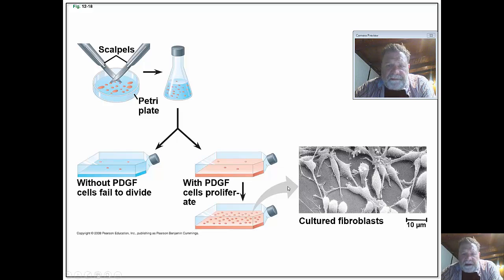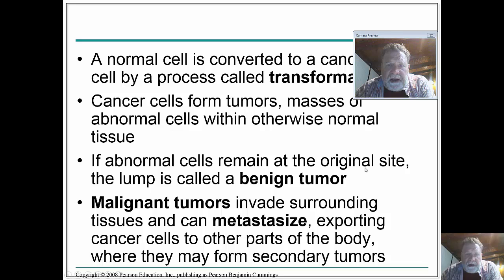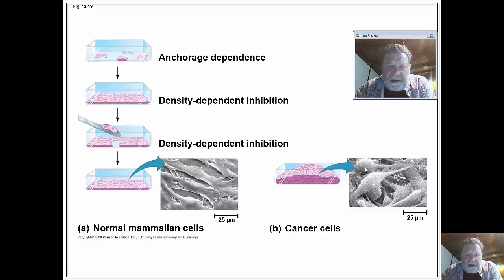Again, we're looking at cancer cells, which tend to not inhibit their growth, and so they will grow on top of one another. And basically what we see here is cancer cells. Normal cells would exhibit what we call density-dependent inhibition, and cancer cells will not. They will kind of move on top of one another. And again, that's basically it.